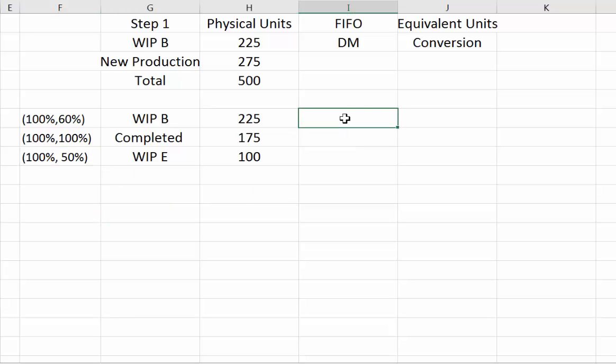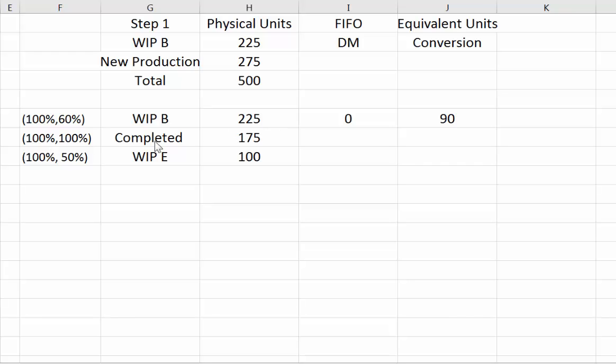Now we're going to find the number of equivalent units. For the 225 units, the degree of completion for DM is 100%, so the remaining work you have to do is 0. It's 225 multiplied by 100% minus 100%. The first 100% tells you the quantity, and the next 100% that you subtract is the percentage of completion you already have for this particular cost. For conversion, it is 225 multiplied by the remaining completion, which is 100% minus 60%. Therefore you get 90 units.